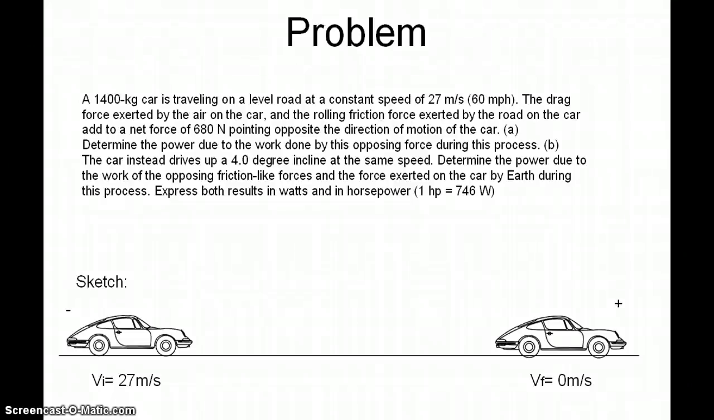So the first thing I did was make a sketch of the situation, and I had a car in its initial and final phase with the initial velocity to be 27 meters per second, and I said the car was traveling in a positive direction. And the system in my sketch would just be the car, because the external forces are the friction forces.